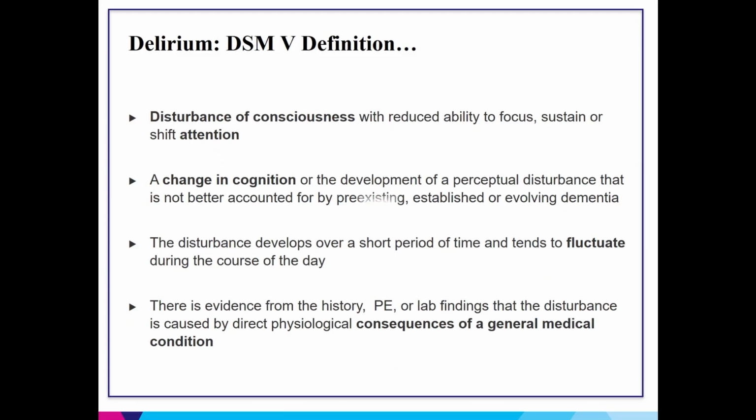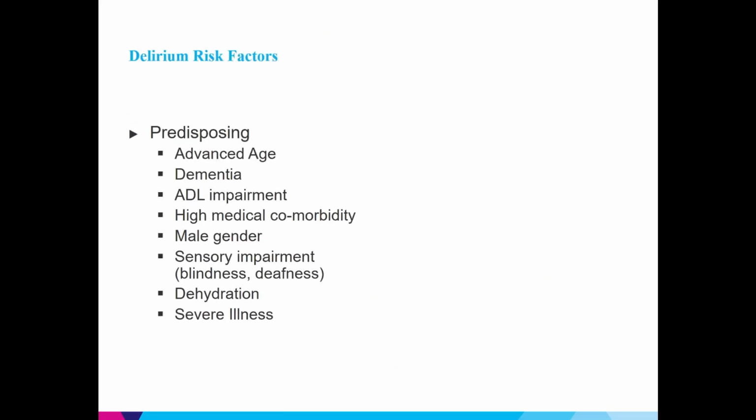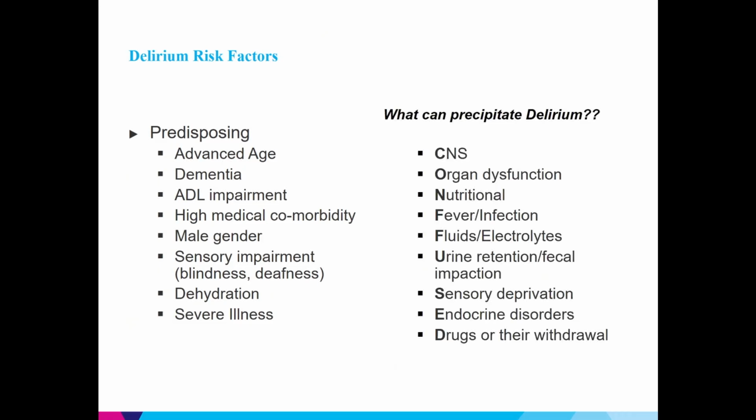We know our older adults have a number of predisposing risk factors for delirium. Namely listed here, their advanced age, their dementia, their baseline activity of daily living impairment, the fact that these patients have high level of medical comorbidity, some baseline sensory impairment, vision impairment, hearing impairment, dehydration, or the sheer nature that they are sick in the hospital. But it's also important to recognize what can precipitate a delirium and have a broad differential in terms of ruling out things that can be reversed.